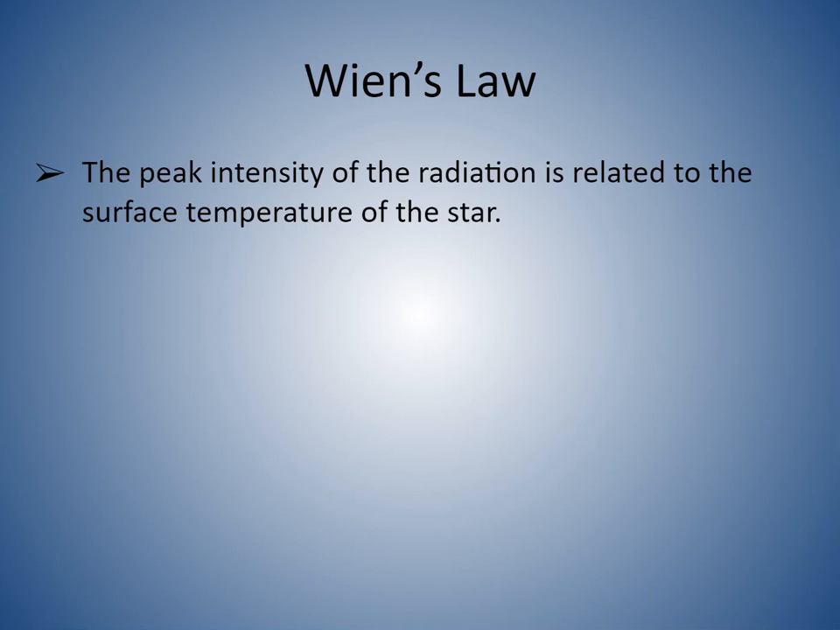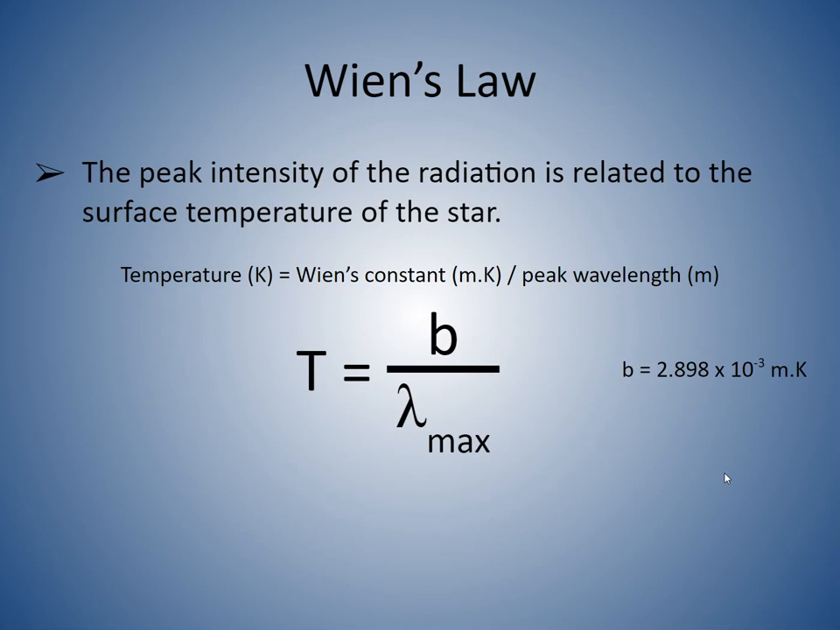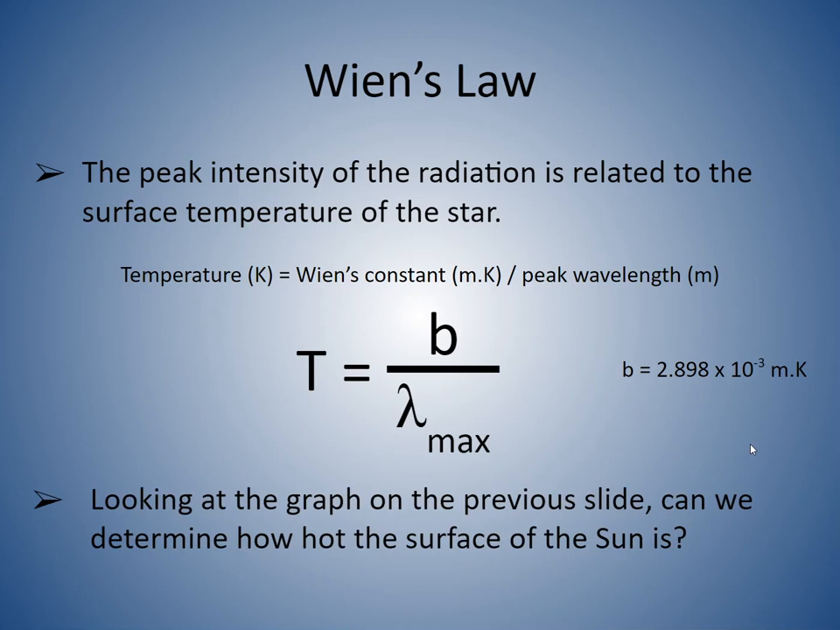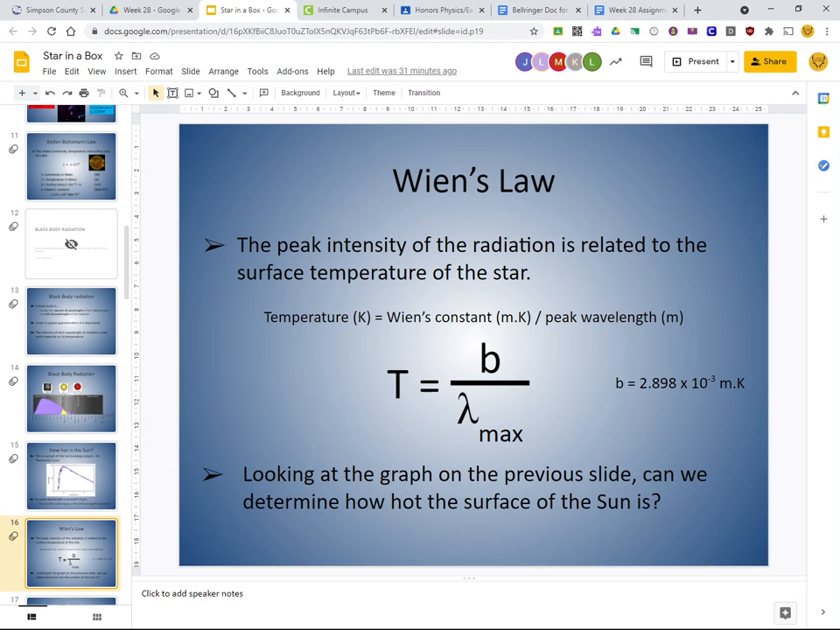We can calculate the temperature of the sun using something called Wien's law. Quite simple, but there's the equation. So the temperature of an object is going to be equal to some constant, the constant for Wien's law, divided by the peak wavelength. And we want the peak wavelength in meters. So based on what we see, let's see if we can calculate this temperature of the sun.